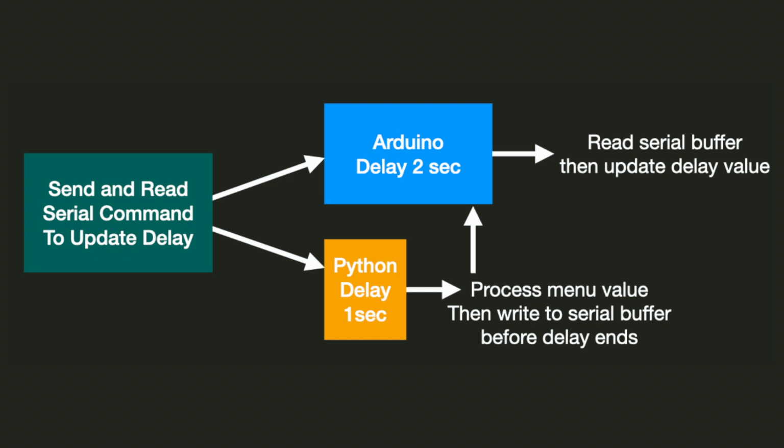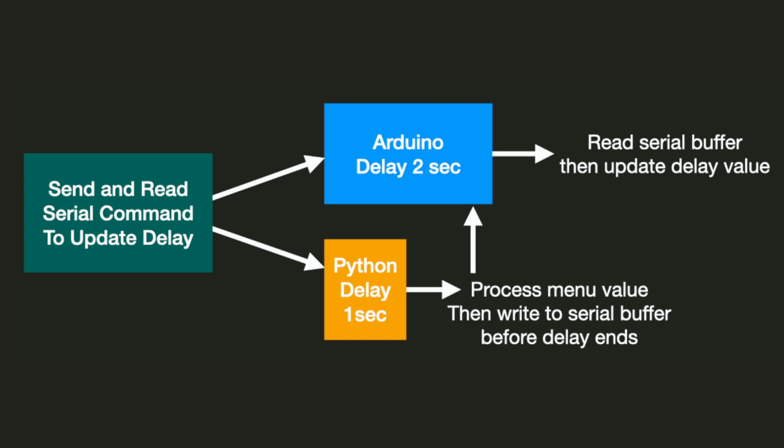Once the Arduino receives the lowercase b, we go into a 2-second delay. This delay is the time that we need to get the menu option from Python, process it, and send it to the serial buffer. And we need to complete that before the delay ends. So you'll notice in the block diagram, we have the arrow that connects to the Arduino block.